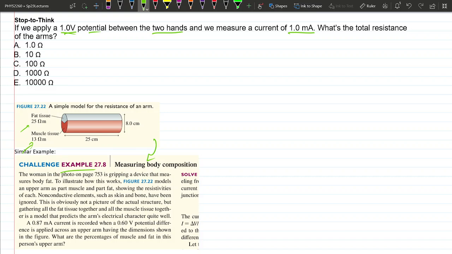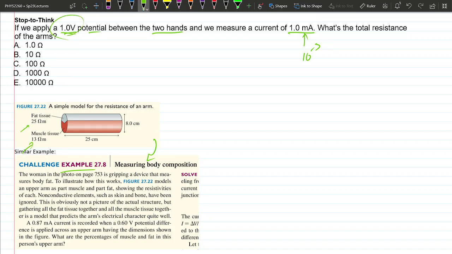Is there a way for us to figure that out from what we learned? Is it 1 ohm, 10 ohms, 100, 1,000, or 10,000? I purposely made the math easier, and milli is 10 to the minus 3. How many think it's 1 ohm? What about B, 10 ohms? C, 100? How many think it's 1,000? How many think it's 10,000? Okay, so we can actually figure this out.